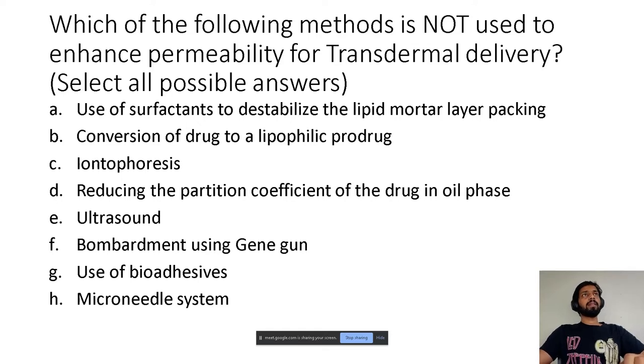Which of the following methods is not used to enhance permeability for transdermal delivery? Select all possible answers, so there might be multiple answers that might be correct. Use of surfactants to destabilize the lipid layer packing, conversion of drug to a lipophilic drug, iontophoresis, reducing the partition coefficient of drug in oil phase, ultrasound, bombardment using gene gun, use of bioadhesives, microneedle system.